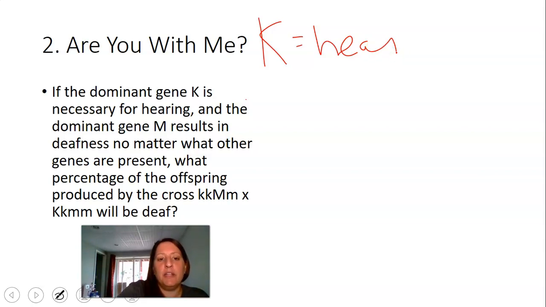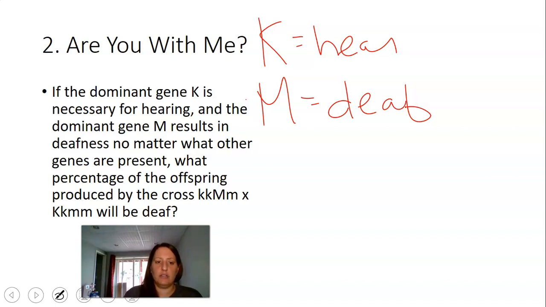And the dominant gene M results in deafness, no matter what the other gene is. What percentage of the offspring produced by the cross little k, big M, little m, crossed with big K, little m, will be deaf? It's kind of hard to tell with those K's what's capital and lowercase, so hopefully you got that.